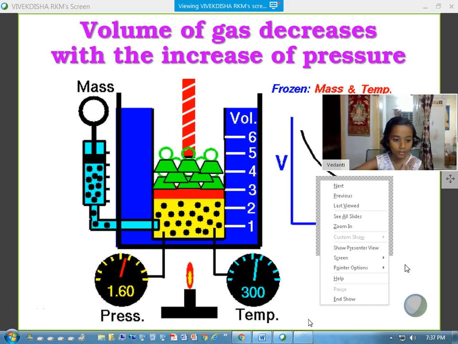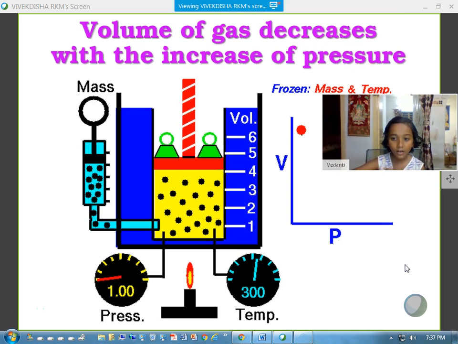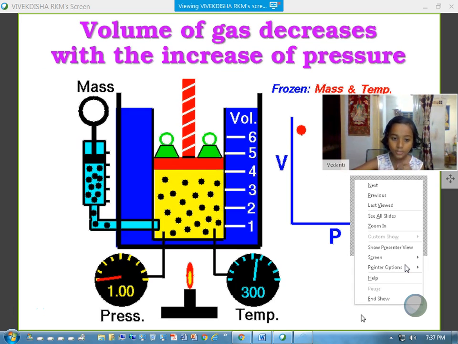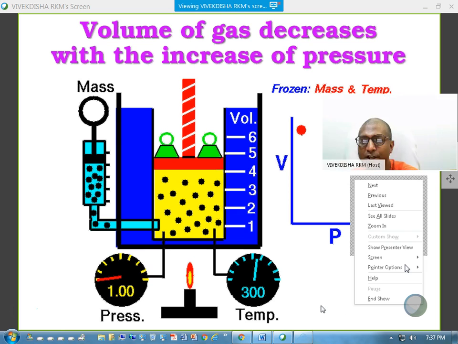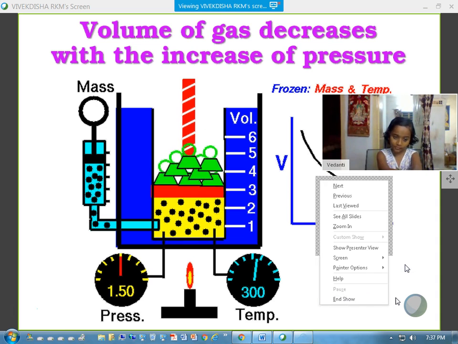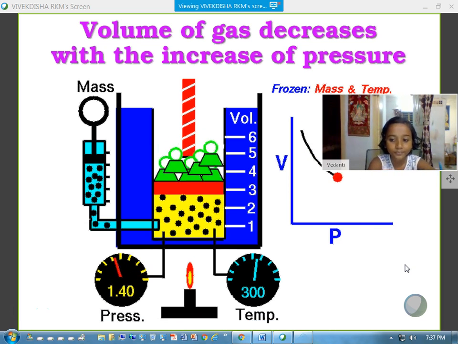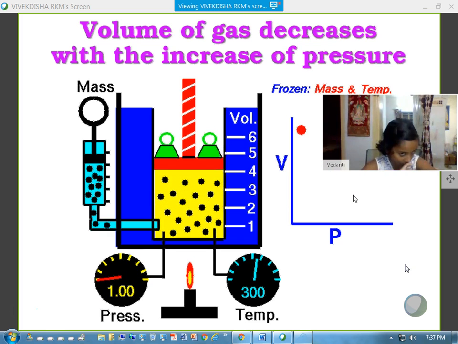If pressure is increasing, then the volume is going down, decreasing. Yes, so if you increase the pressure, volume will be decreased. So it is reverse. If you increase pressure, then volume will be decreased. Not like temperature. Is it okay? Yes. Akashlina, is it okay?